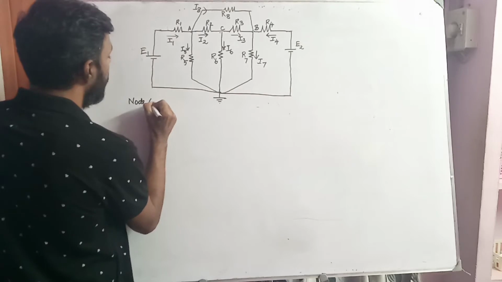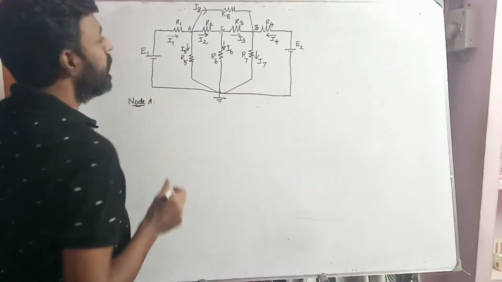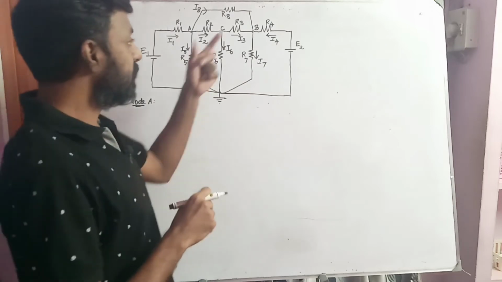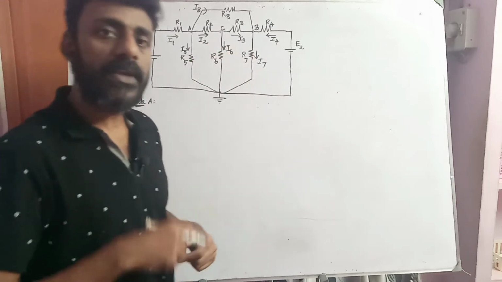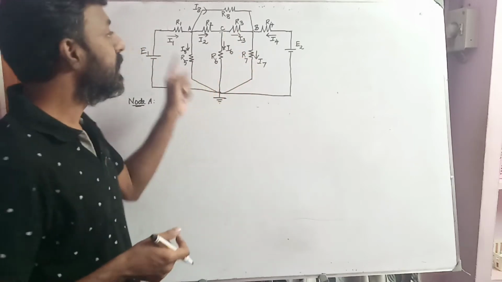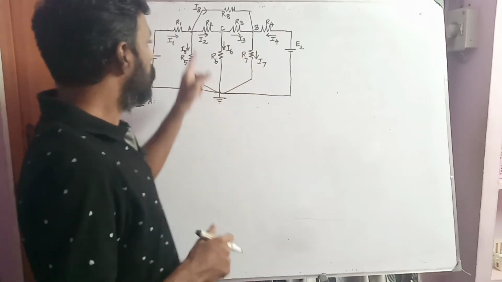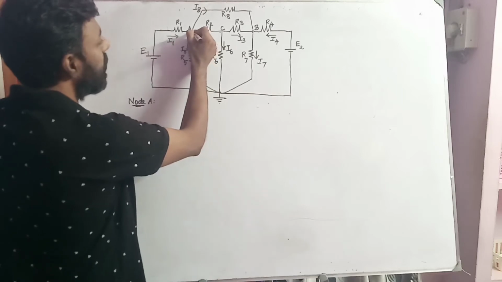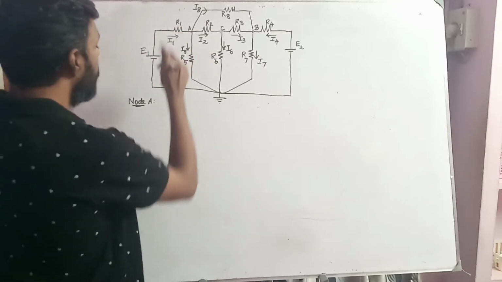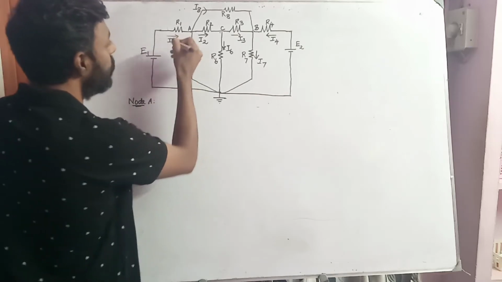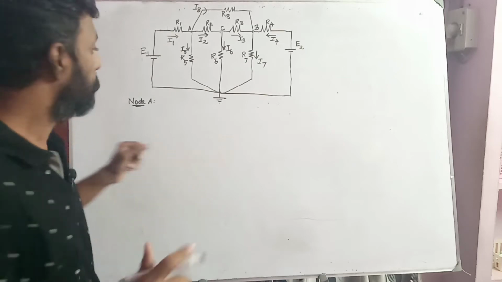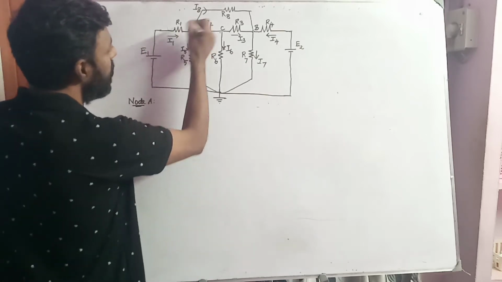This is node A. In nodal analysis, we should use the current law only. But as far as the loop current method is concerned, we can use Kirchhoff's voltage law. Here the voltage law will not function, so we need to use only the current law. So when I apply KCL, Kirchhoff's current law, at the node A, I get an equation: the sum of current entering the junction is equal to the sum of current moving out of the junction. So based on this law, I am framing an equation.